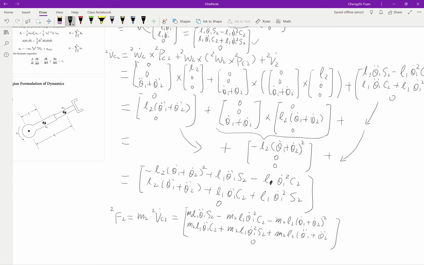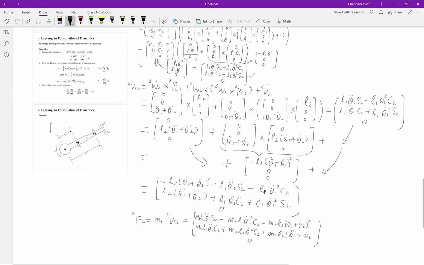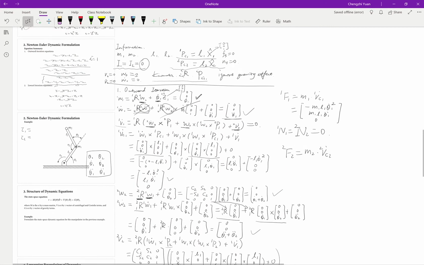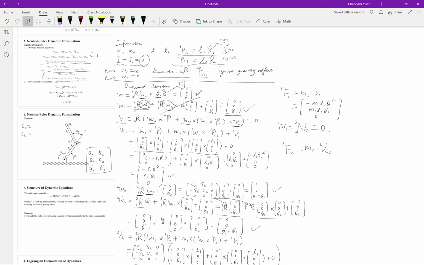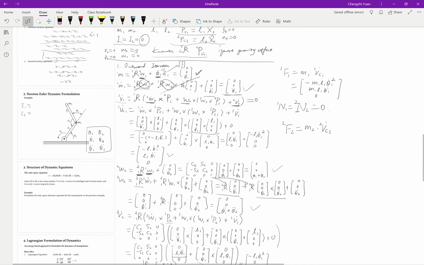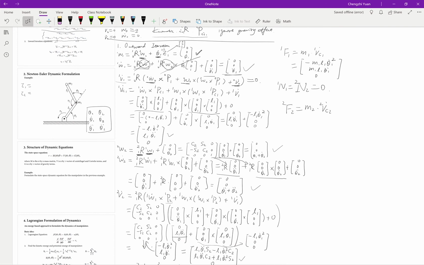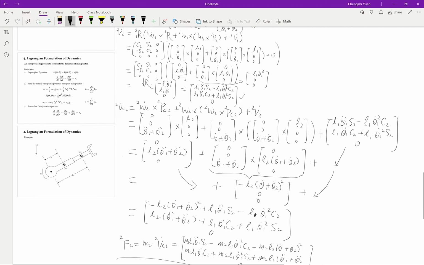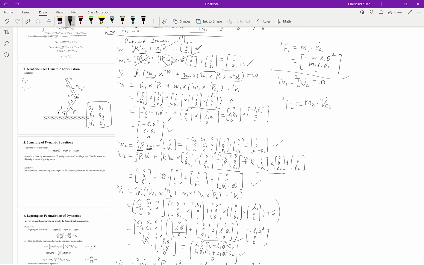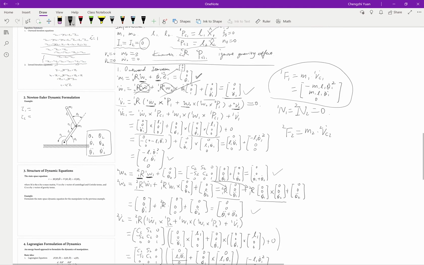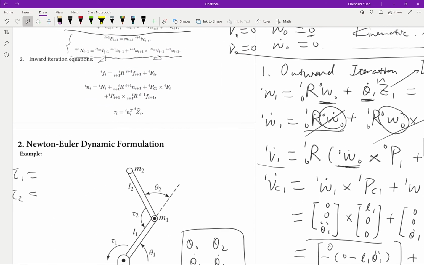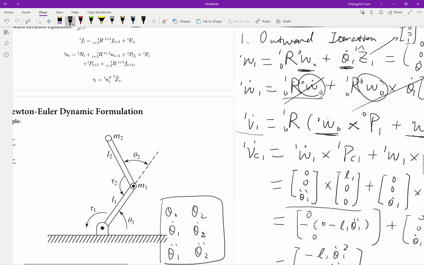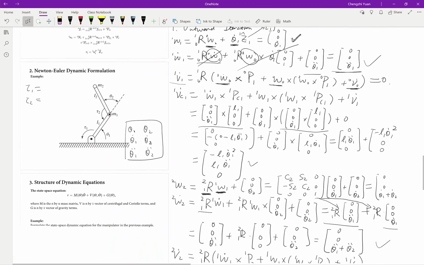Okay, so up to this point we have finished the model of the dynamics through the outward iterations. And the second step is the inward iterations. We try to use the force information we established over here. This is one force information, and this is another. We use these two to proceed to the second step, the iteration in the inward direction. Let's see how we can do the inward iterations.